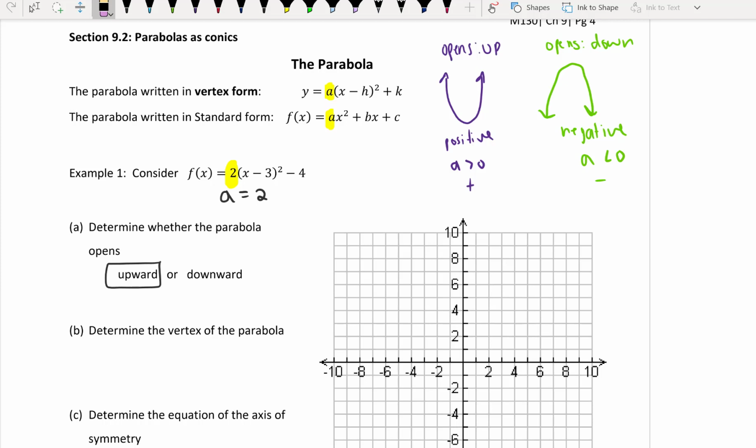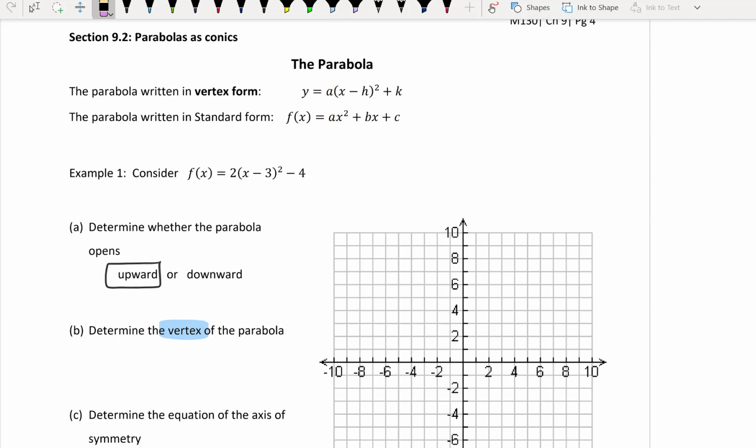Okay, now it specifically wants us to find the vertex of the parabola. So to find the vertex, I know that's here and here. That would be my h and my k value, so the vertex is going to be a positive 3 and a negative 4 for your h and k value.